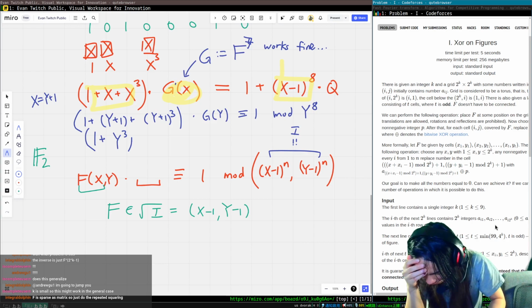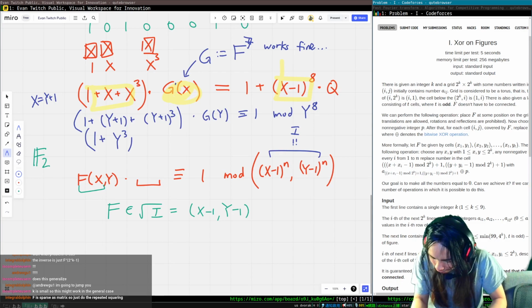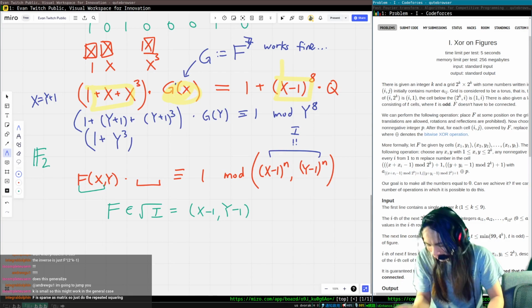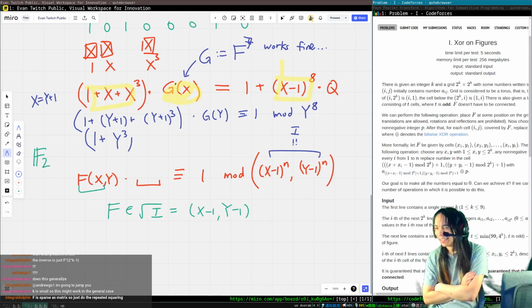Okay, anyways. F is sparse. Oh, that's important. I wasn't paying attention. I was just thinking F could be as big as the grid. Oh god, it's up to 99.